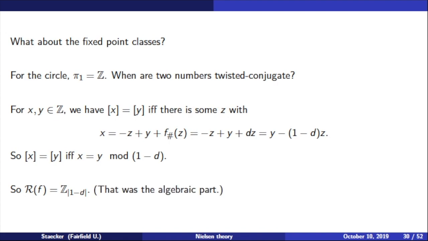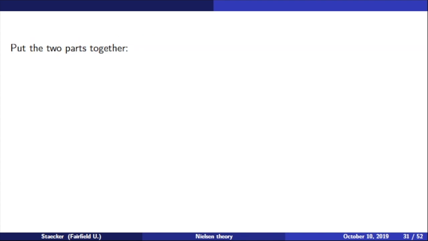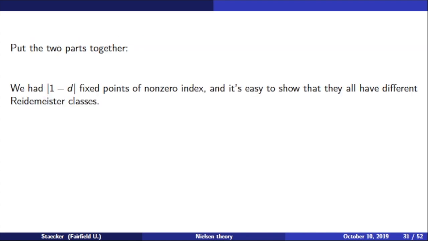So we did the geometric and the algebraic, and then you just have to put it all together. We had this many fixed points of non-zero index, and the Reidemeister classes, it turns out, each one of these is going to be in a different class. We already saw that. That was how many classes there are, and it's not hard to see. Each of those fixed points is in a different Reidemeister class.